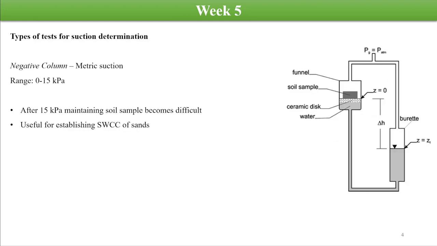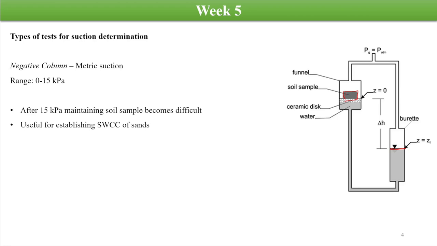So this is just an overview regarding the techniques which are there. The first one is the negative column technique. Here we have a column of soil, connected to a reservoir or a burette where the water level is maintained at a particular level. Then we have this soil sample, and we measure the moisture content at different heights of the soil sample. In this test, as I've told, we can measure up to 15 kPa or maybe lesser than that.